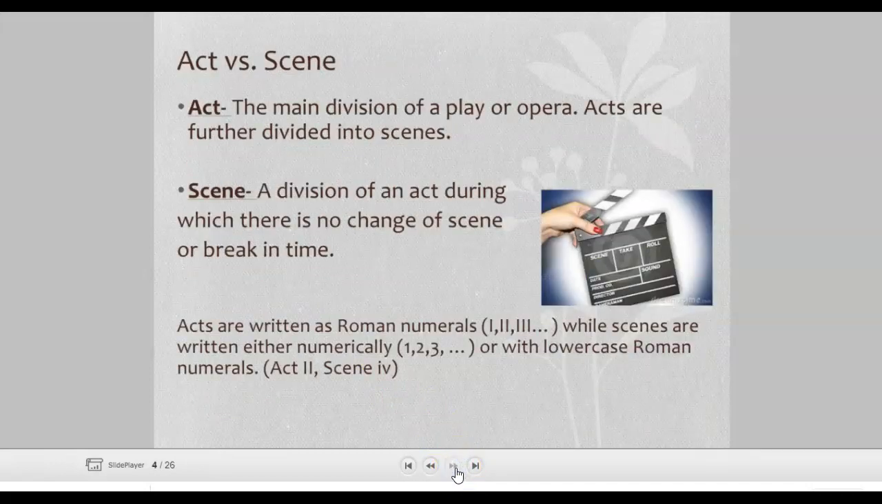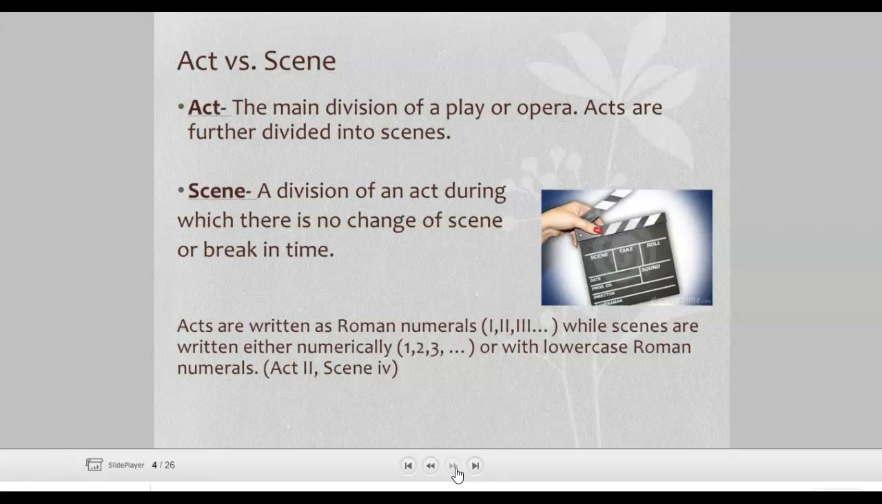So really the main thing today we need to understand is an act versus a scene. So there are different acts within a play or a drama. The main division of a play is called an act. Acts are further divided into scenes. So act is the bigger picture. Think of that as the chapter, kind of like a chapter book has different chapters. And within each chapter, there are different scenes that can happen.